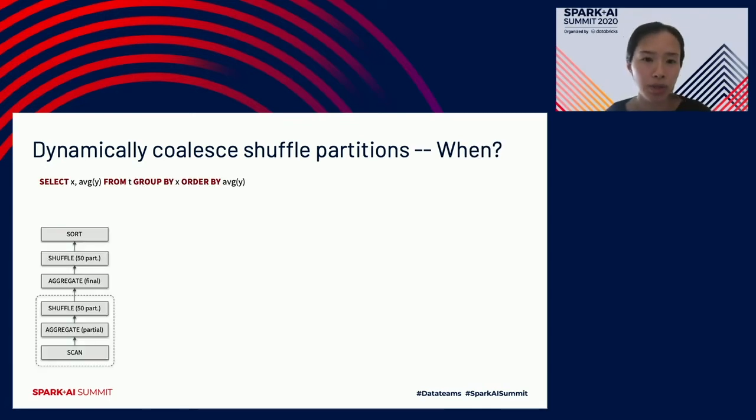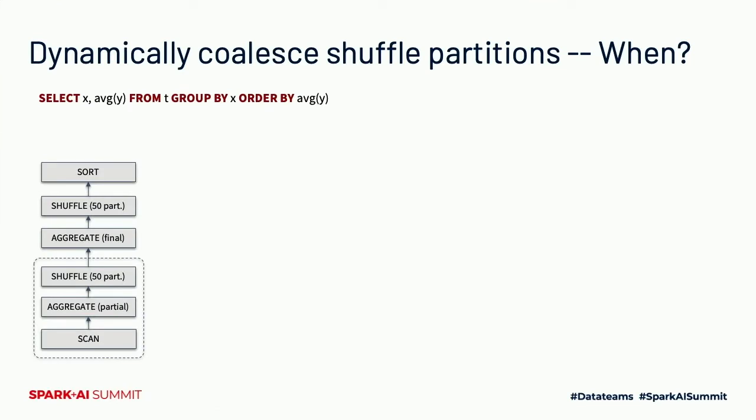Let's use this example to understand when and how the query plan is changed by AQE's partition coalescing. This is the same example we used earlier to explain the idea of query stages. In this query, we select from table T and group by column X, and then in the end, order by the aggregate expression average Y. An initial plan comes out as a partial aggregate on top of a table scan, followed by a shuffle on the group by key. Then there's a final aggregate, followed by another shuffle on the order by key. And finally, the sort. We set the initial partition number as 50, so each shuffle operator here has partition number 50.